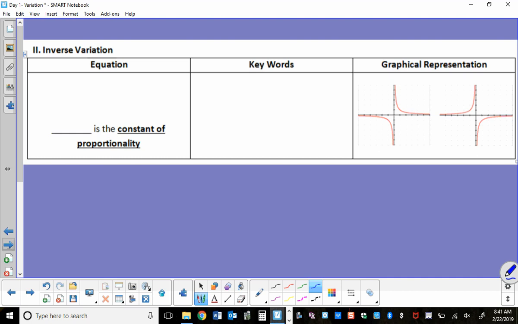My second variation is inverse. Okay? For inverse, we want to divide. My equation for that is y is equal to K divided by x. Okay? So because it's inverse, I'm dividing. Direct, I multiply. Inverse, I'm dividing. My constant of proportionality is still my K.